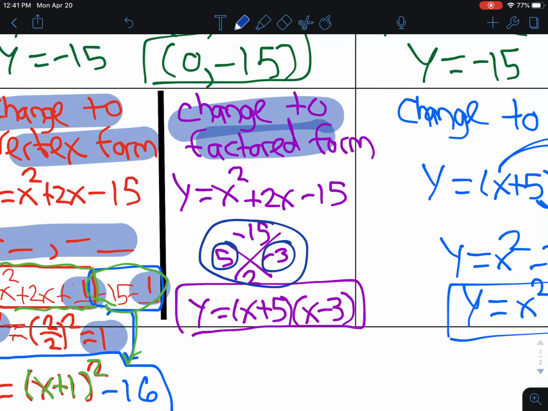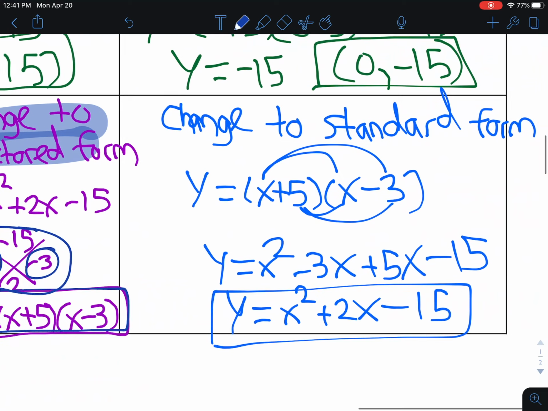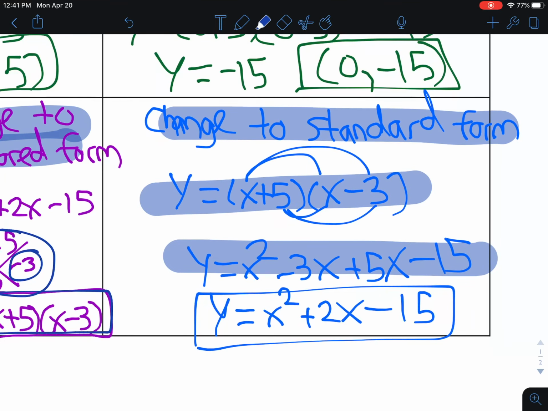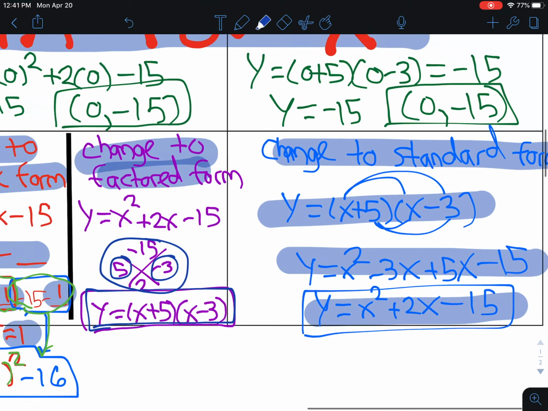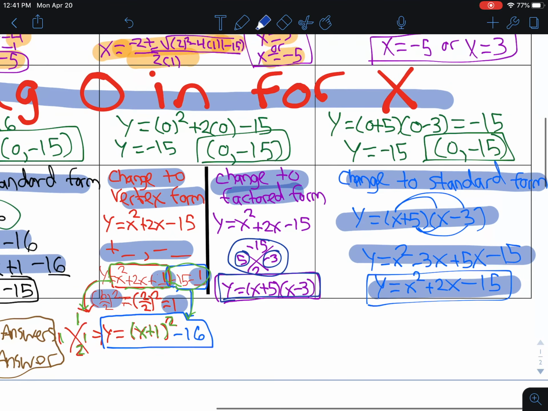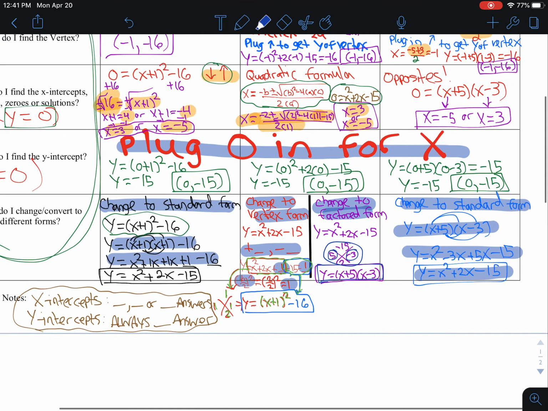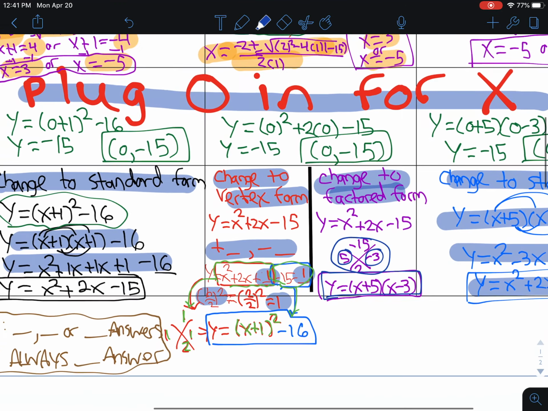So now you write it as a binomial times a binomial. And then the only thing is, when it's in factored form, you cannot go straight to vertex form. What you need to do is change it to standard form if you're doing any changing. So I change it. I FOIL. Again, you should know how to FOIL. Combine like terms, you get this. Again, it should be the same. You should be noticing they're all equivalent to each other. You should be getting the same answers as up here. I made it like that.